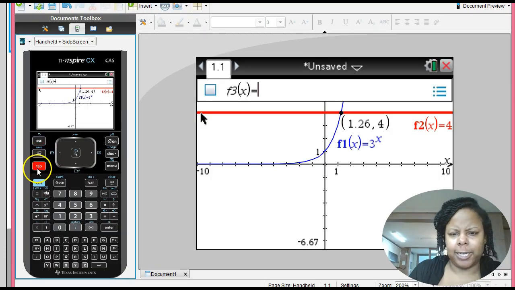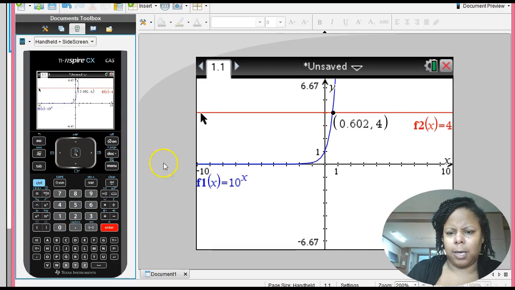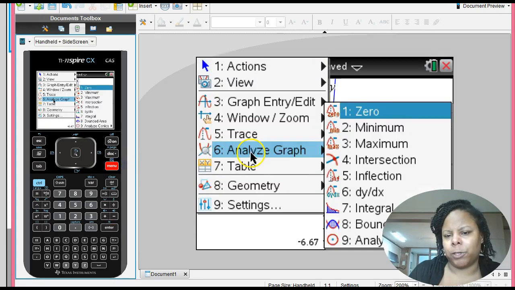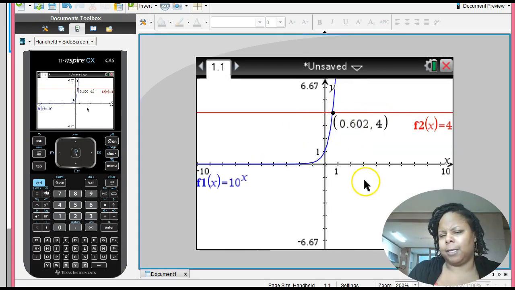So let me go ahead and change this to y is equal to 10 to the x instead of 3. And because I already did the intersection, that was the most recent thing, I get the exact answer. X is 0.602, y is 4. That's basically by doing menu, analyze graph, intersection, and looking for the area. So that confirms our answer over here.